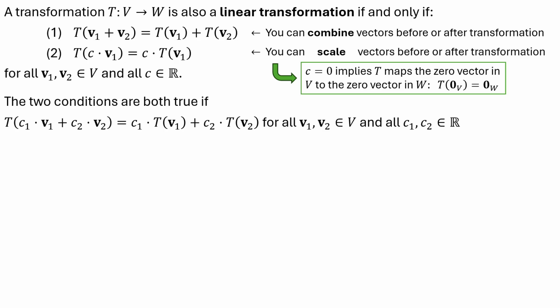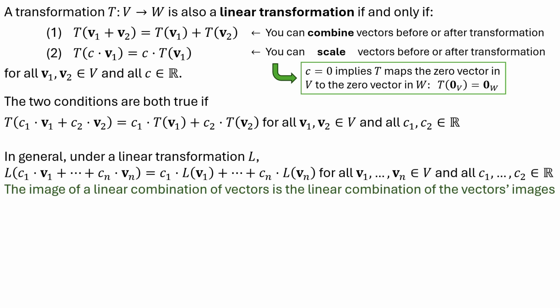Now, because mathematicians like to be efficient, we often combine these two rules into one single equation. If the transformation of a linear combination equals the linear combination of the transformations, then we know both rules are satisfied. This scales up to any number of vectors. Whether you're mixing two vectors or 2,000 vectors, the rule must hold. The image of the mixture is the mixture of the images.